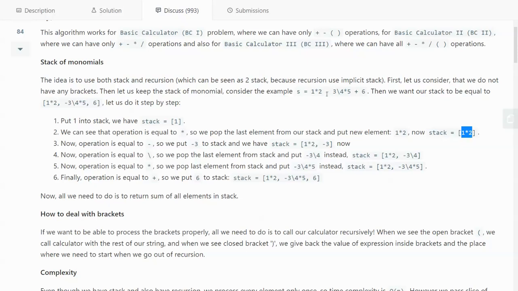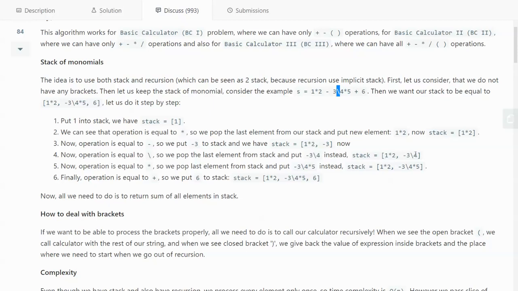Now the operation is a negative sign over here, and we put this number, negative 3, into the stack. So right now it has 2 elements: 2, and then the next element is negative 3. And now when we keep scanning, the next one is going to be a division.